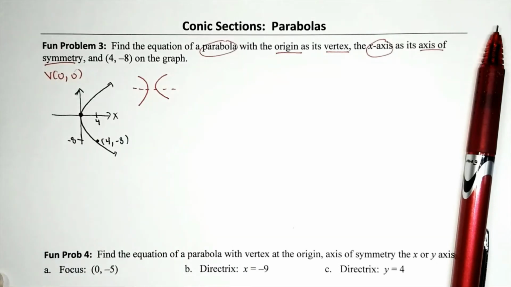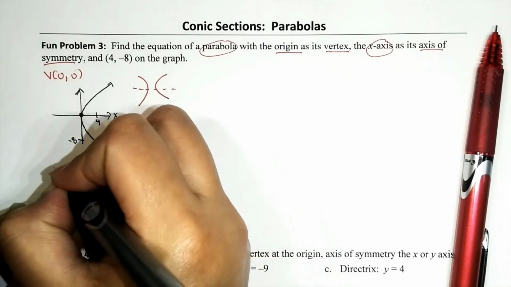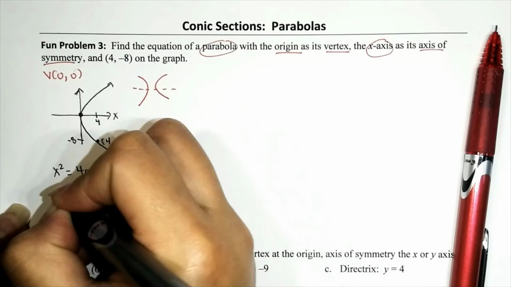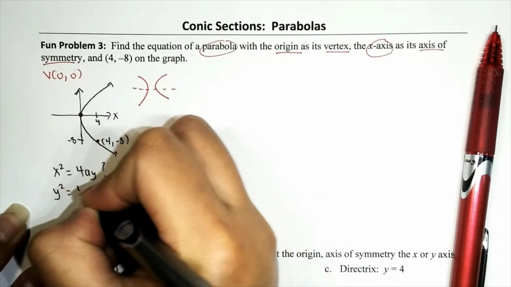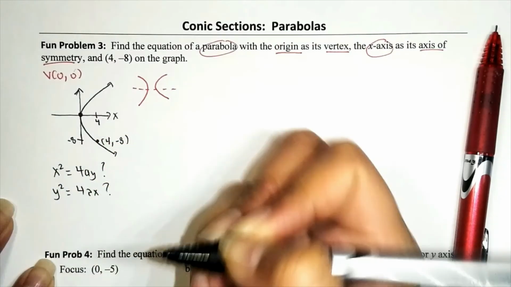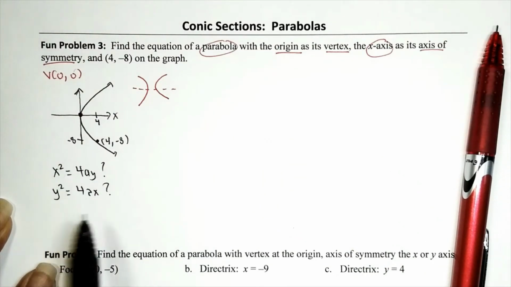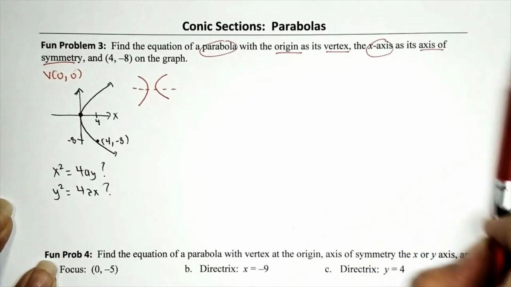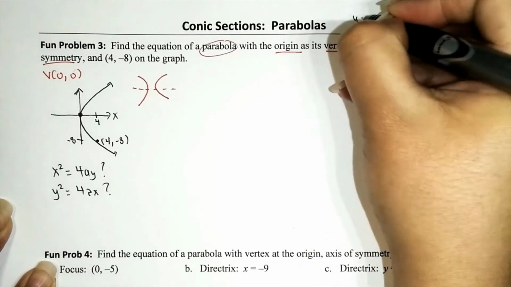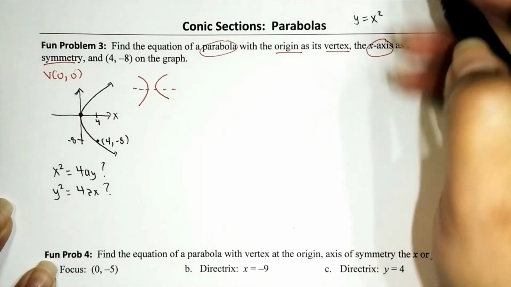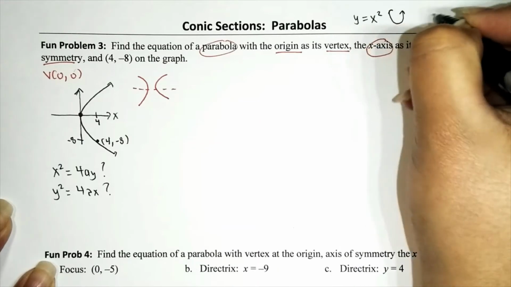So the question is, what's going to be the equation? Is it going to be x squared equals 4ay, or is it going to be y squared equals 4ax? I would love to say, bam, this is what it's going to look like, but this is hard for me to remember because this is a new format. What I have in the back of my mind from the beginning of the semester is y equals x squared. So if we have the square on the x, the parabola is going to either open up or down.